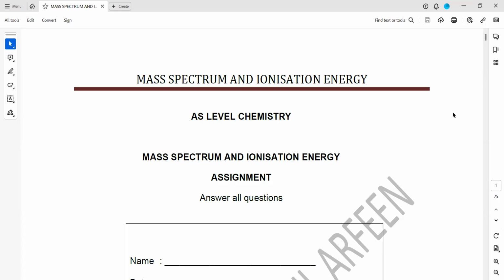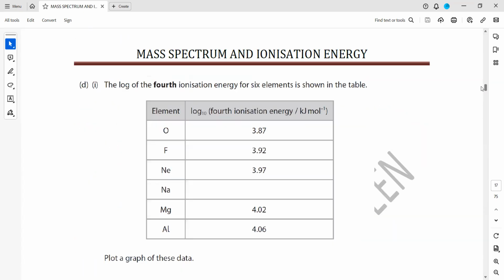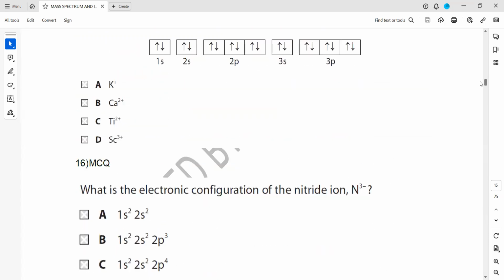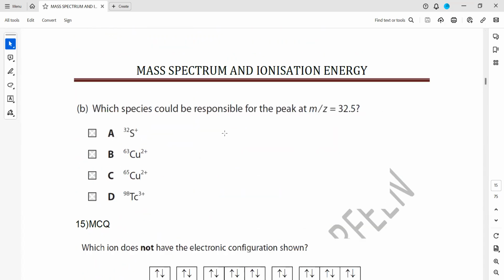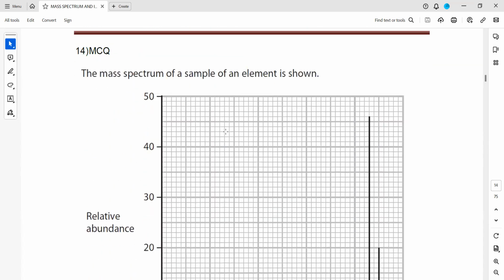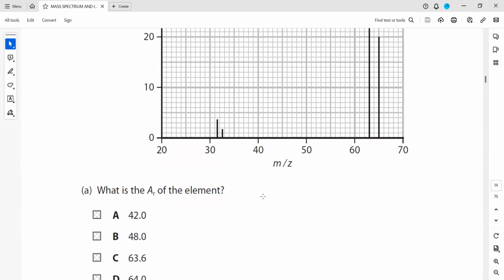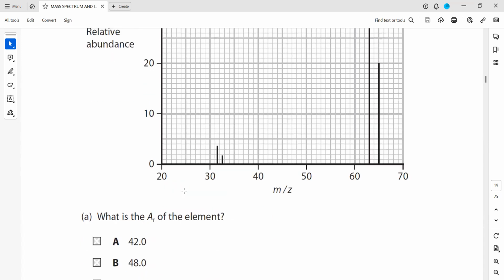So, exercise about the mass spectrometer and ionization energy. I'll start with question 14. Question 14, MCQ. The mass spectrum of a sample of an element is shown. You can see here the relative abundance is also given. What is the atomic mass of the element?